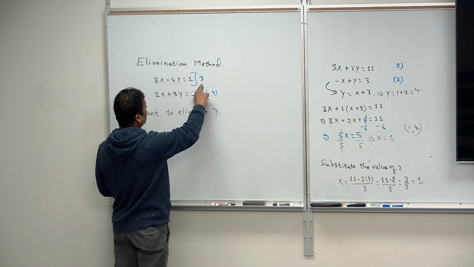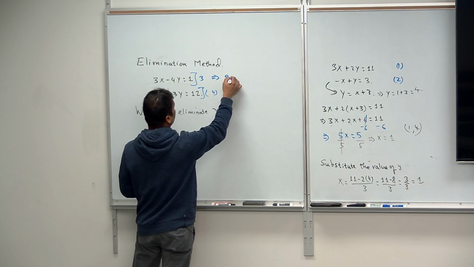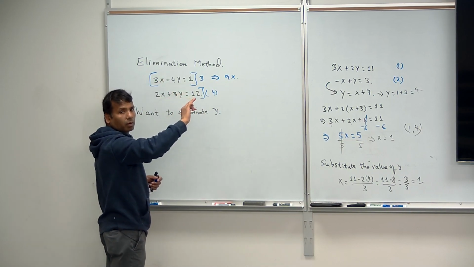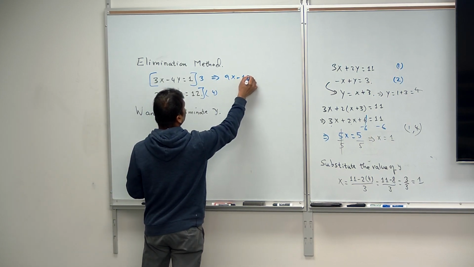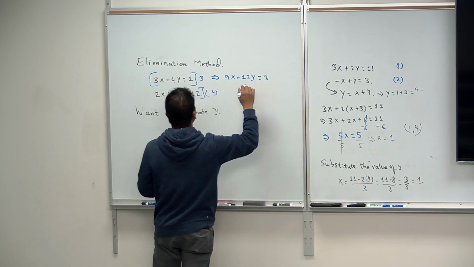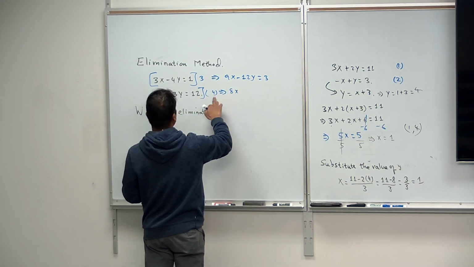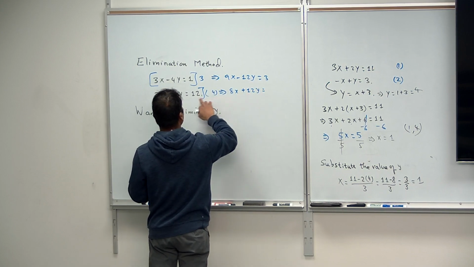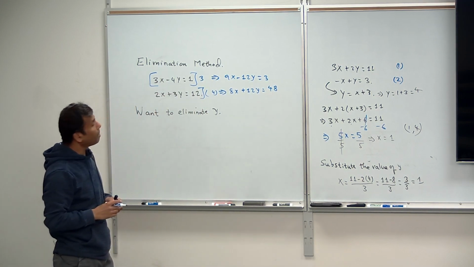So if you do that, that will give you 3 times 3x, 9x. You multiply this by this. Are you with me? So 9x minus 12y equal to 3. And if you do that, 4 times 2x is 8x, 4 times 3y is plus 12y, equal to 4 times 12, which is what? 48. Right?